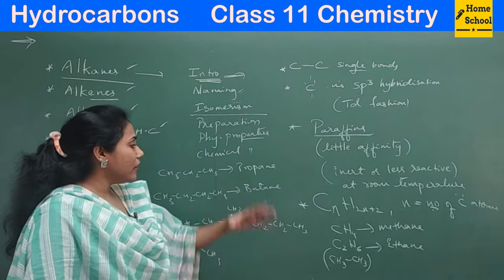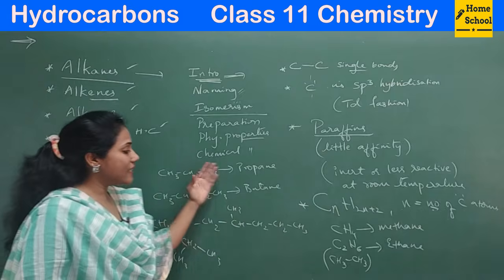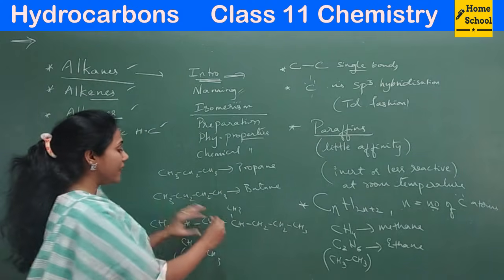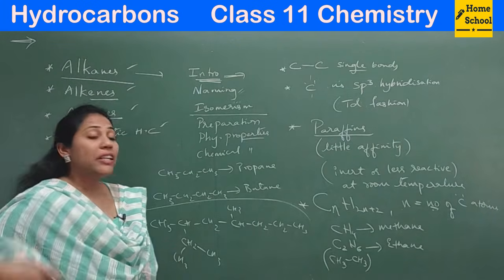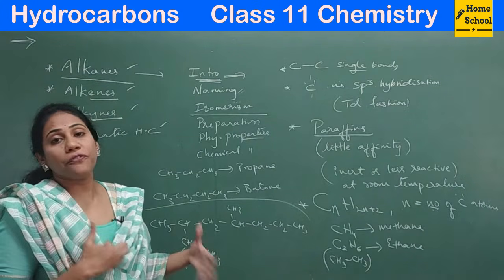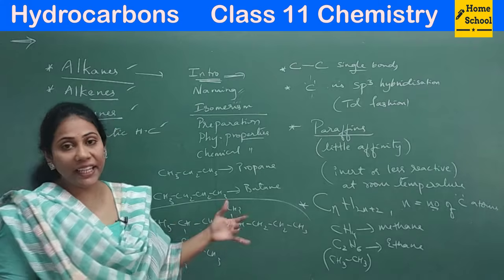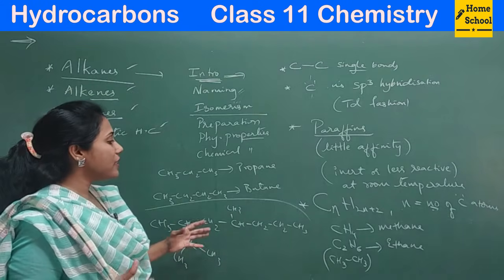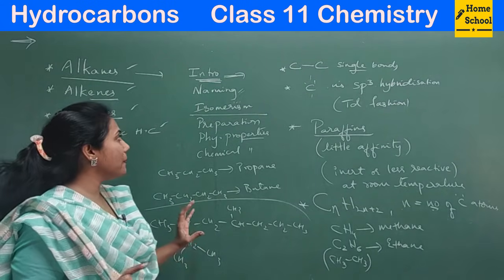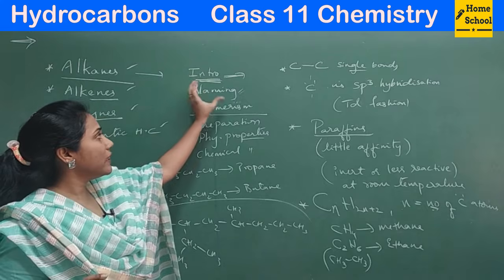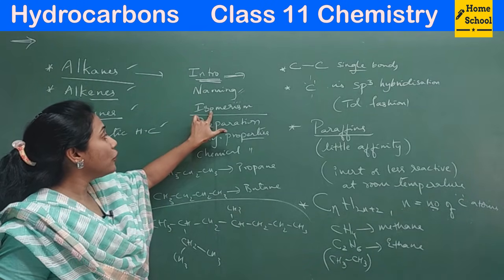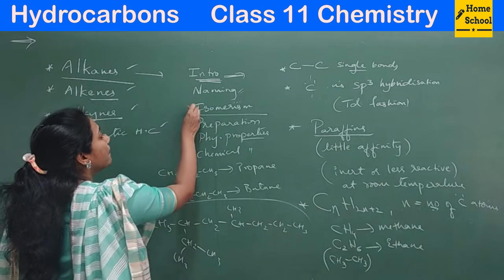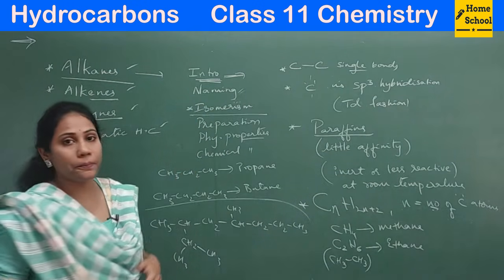I mean to say the alkane can be as simple as this and it can be as complicated as this also. So you have different alkanes with different carbon atoms and different chain lengths. This is some general introduction about alkanes, and about the naming I'm not covering here, as I said. So straight away I will go for the next important topic, that is isomerism.